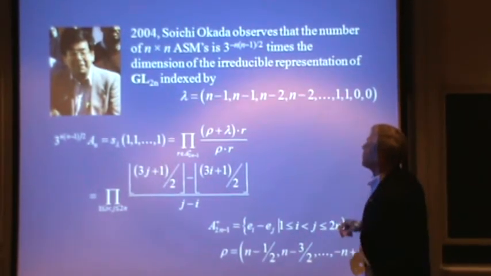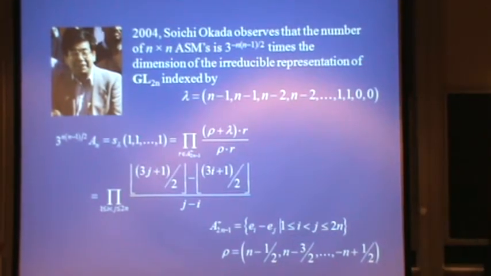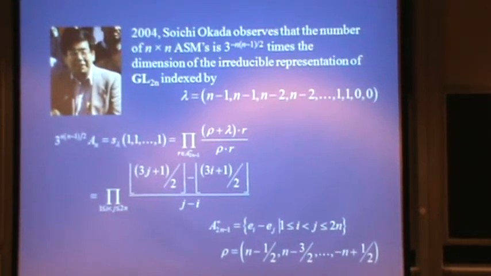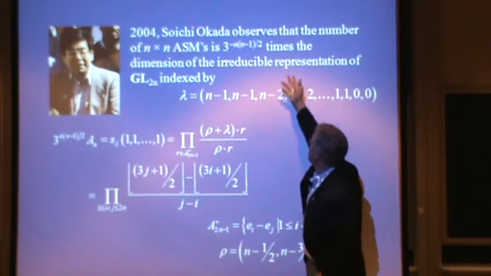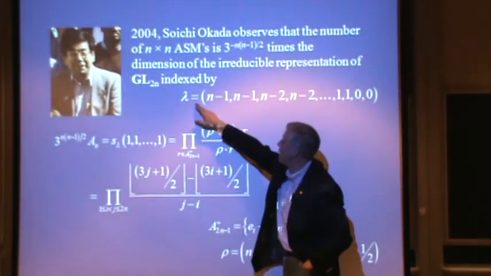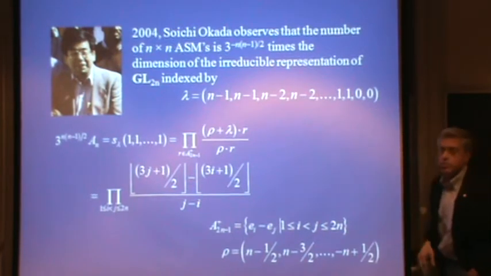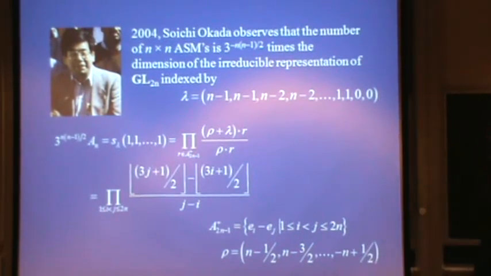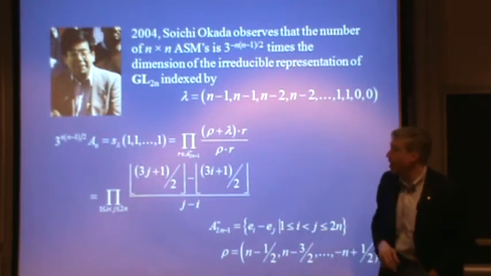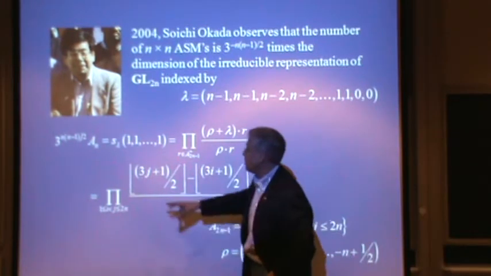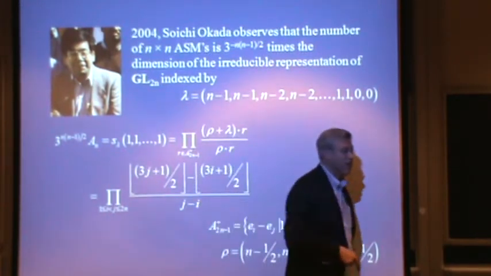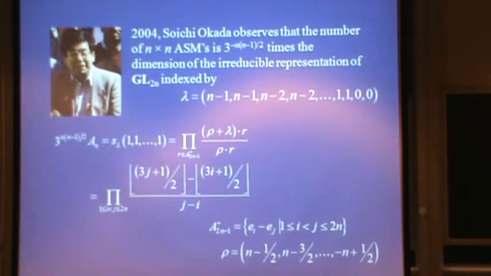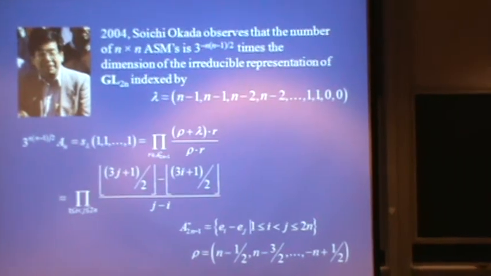But one of the nice things about Okada's paper is that he's able to cast these in terms of dimensions of irreducible representations. And in particular, we're looking at the irreducible representation of GL2n indexed simply by this partition, which has 2 copies of n-1, 2 copies of n-2, all the way down to 2 copies of 0. So it's a nice staircase shape. And the number of alternating sign matrices is essentially the Schur function of that particular partition; it's the dimension of that particular representation.